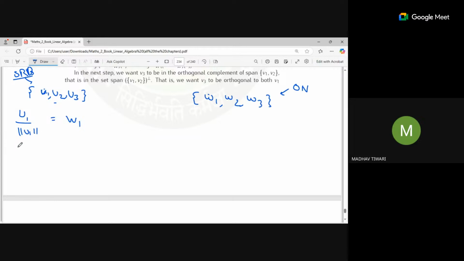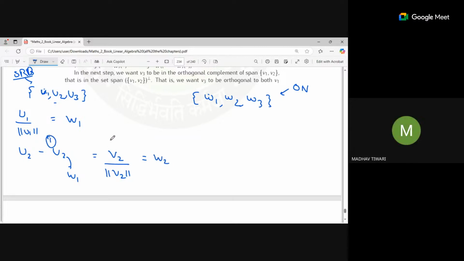I will take my U2. The first step includes removal of its projection on the given one. W1 we have already found, so I will remove U2's projection on W1. Whatever I now get is V2, and now I will divide it by its norm. So now it will become W2. This is my step one.